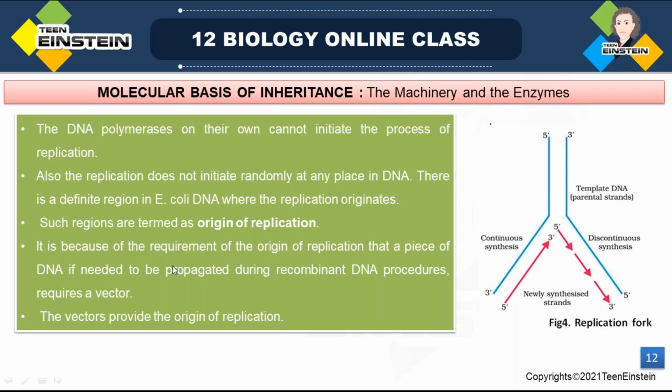It is because of the requirement of an origin of replication that, when a piece of DNA needs to be propagated during recombinant DNA procedures, it requires a vector. During recombinant DNA technology, or combining two different DNAs, that procedure requires a vector. Mainly this vector is providing the origin of replication.